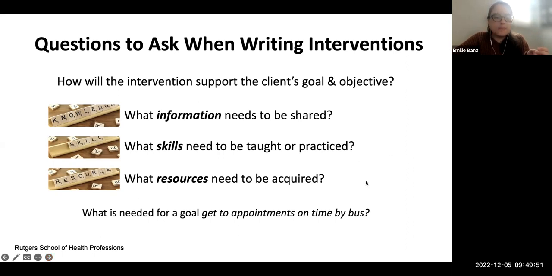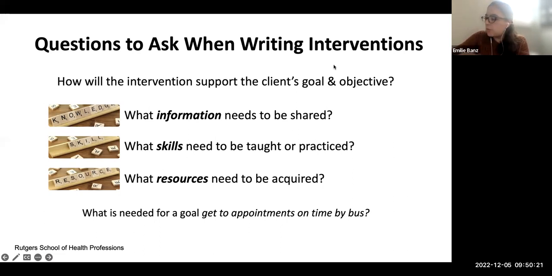So something I want to just quickly ask everybody. Let's say the person's objective for their goal is to get to their medical appointments on time by using the bus. What might be some information that you need to share with the person? What might be some skills you need to teach or practice with the person? Or what might be some resources that you need to help the person acquire?